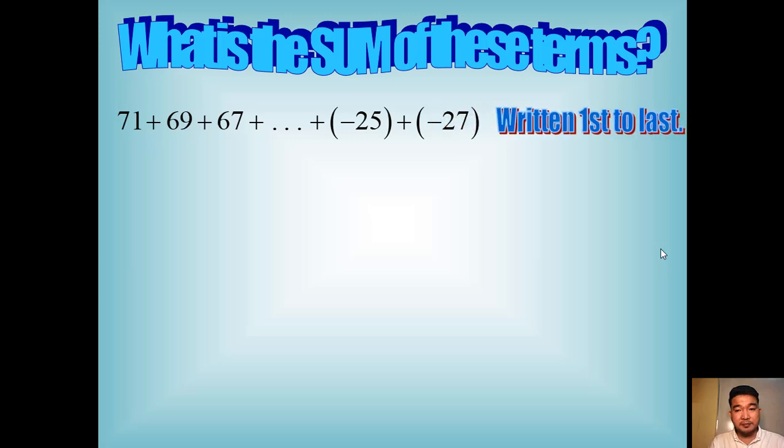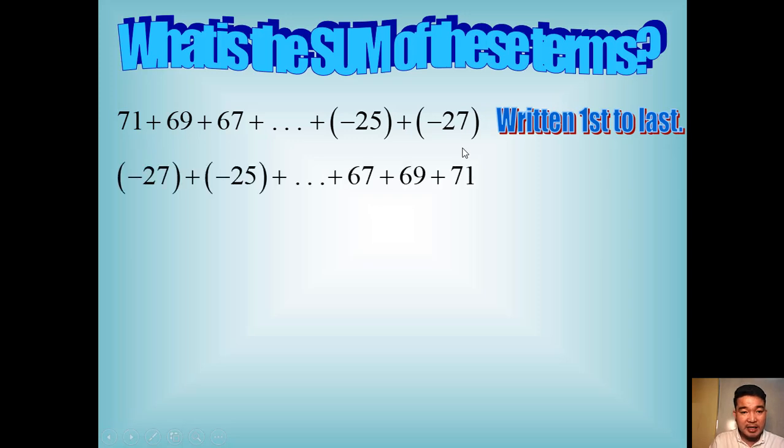So we have this series written from first to last. Take note, the first term is 71 and the last term is negative 27. So we write it from first to last. And then we have this another series written from last to first term. So the last term is negative 27 and the first term is 71, parallel to the first series, which was written from first to last.